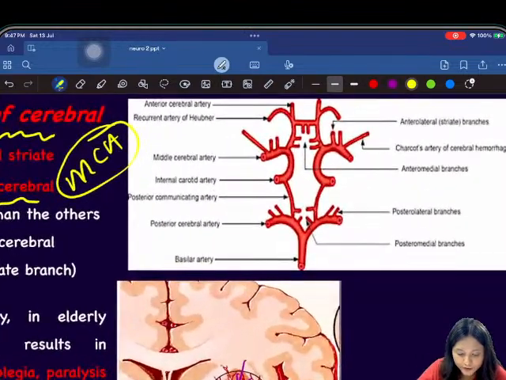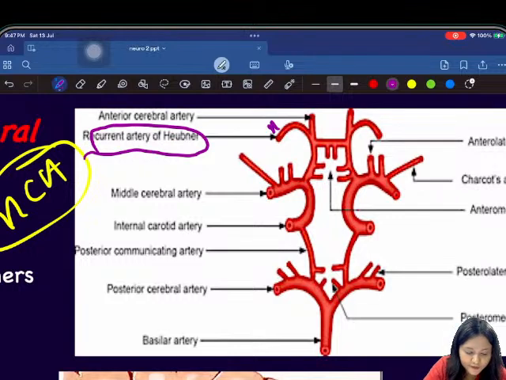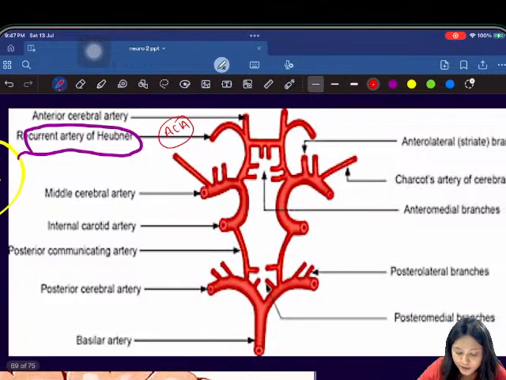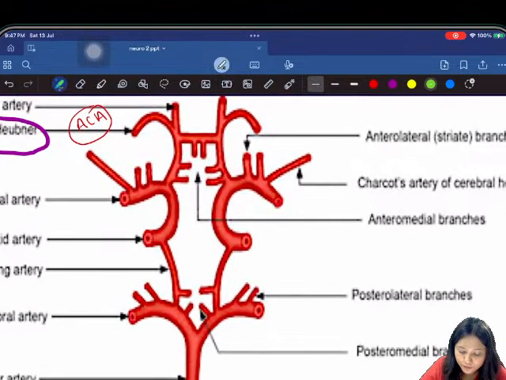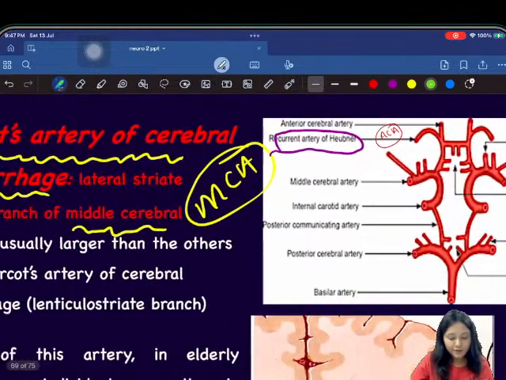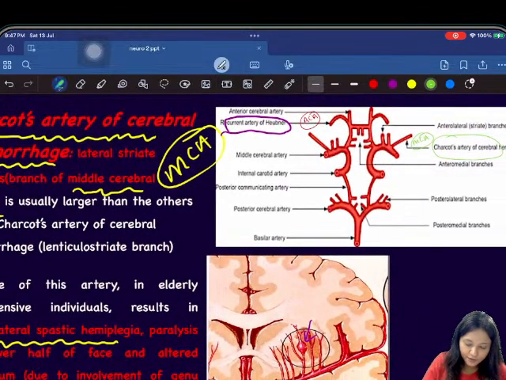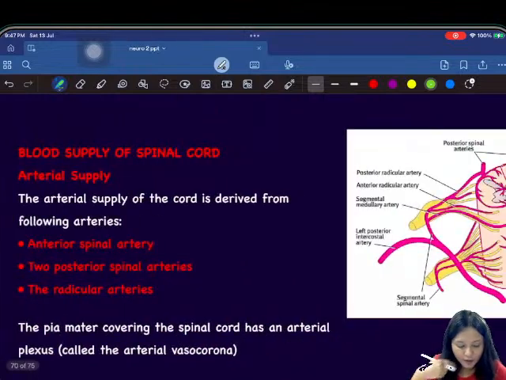So if you want to see here, this is the recurrent artery of Heubner. It is a branch of your ACA, just now we have studied. And Charcot's artery is a branch of your MCA, lenticulostriate branch. One of the lenticulostriate branches is very, very large. So the recurrent artery of Heubner is a branch of ACA, and Charcot's artery is a branch of your MCA, that is the middle cerebral artery.